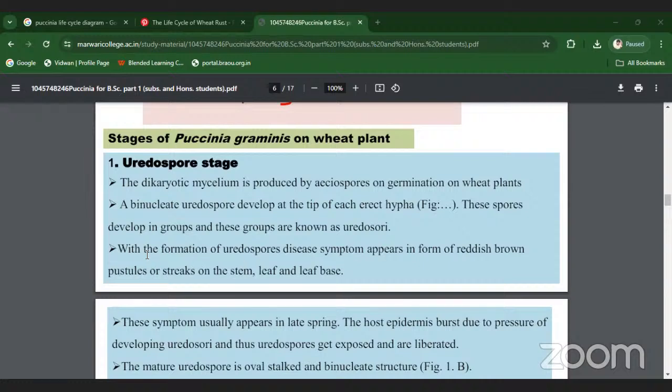With the formation of urediniospores, disease symptoms appear in reddish brown form. Reddish brown pustules or streaks on the stems and leaf base. Because these urediniospores are red in color, that's why after formation of urediniospores, the symptoms appear red in color.